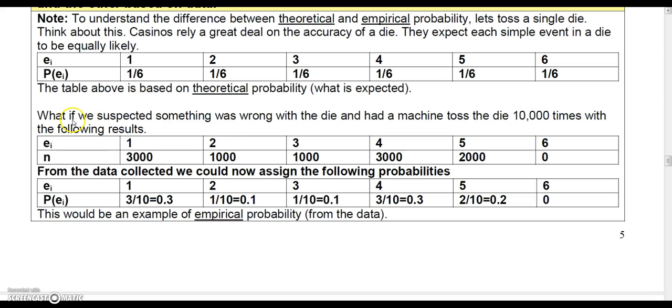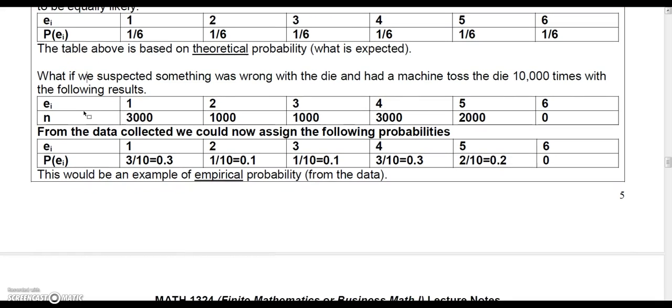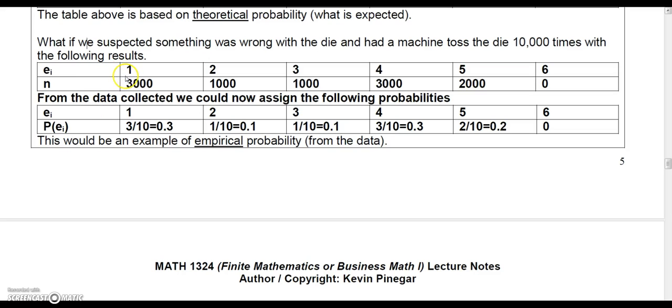But if we actually tested the die, let's say we tossed the die 10,000 times with a machine, and let's say it rolled a 1 3,000 times, a 2 1,000 times, a 3 1,000 times, a 4 3,000 times, a 5 2,000 times, and suppose we never got a 6. Well, obviously that last one would be a clue that something was off, because I think we would expect to get some 6s if we toss this die 10,000 times.